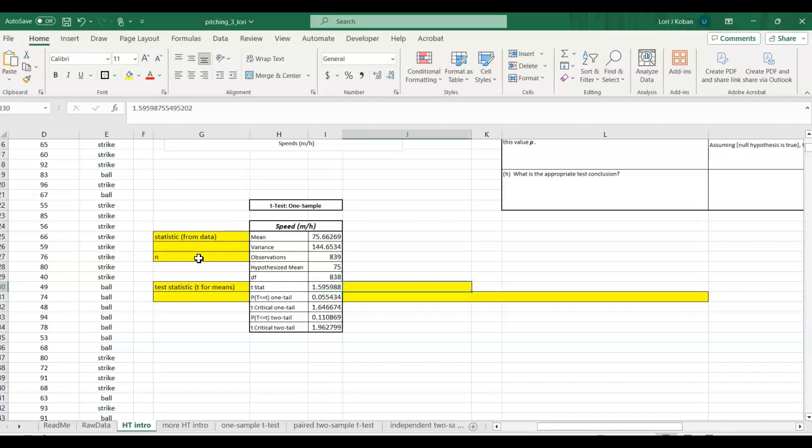So our test statistic is 1.5959. What I want to say is that there's theory that says if you get a test statistic that is bigger than 3 or less than -3, that's really unlikely. So the larger the test statistic is, the more unlikely it is to happen.